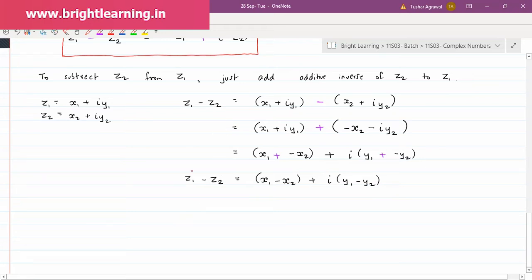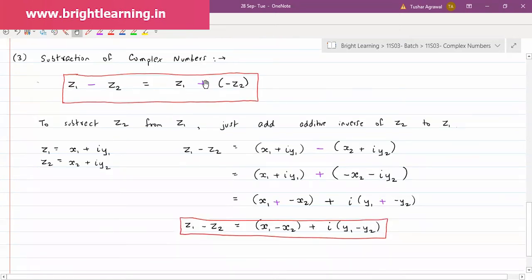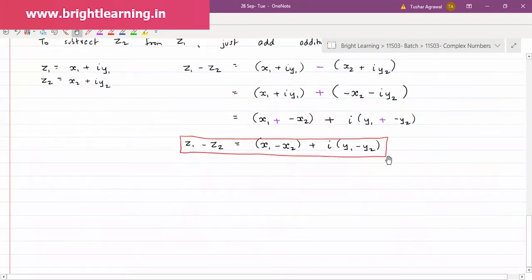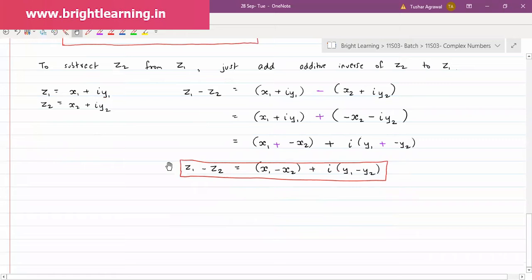So this also you can remember. Just definition wise, understand that this is x1 minus x2 plus I times y1 minus y2. The actual definition was to add the additive inverse, the opposite number. From that we derived that if you directly subtract part-wise, it's one and the same thing. This is the proof. Okay.